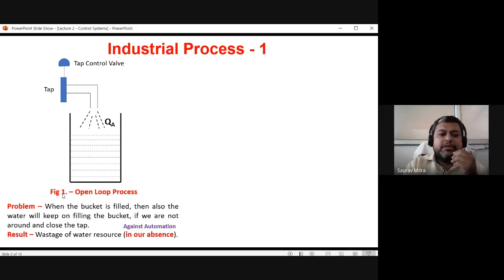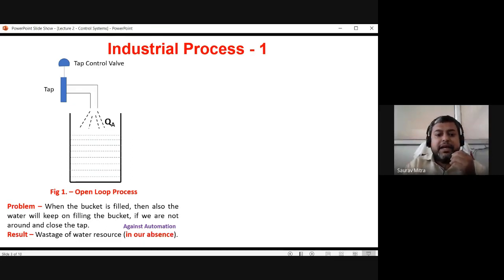So what is the problem in this open loop control? When the bucket is filled, the water will keep on filling the bucket if we are not around. That is the biggest problem. Many times it happens, we just open the tap and go to some other place, and when we come back we find that there is an overflow in the bucket. Though the bucket is filled, the tap cannot understand that because it's a manual control. So without our intervention there will be wastage of water.